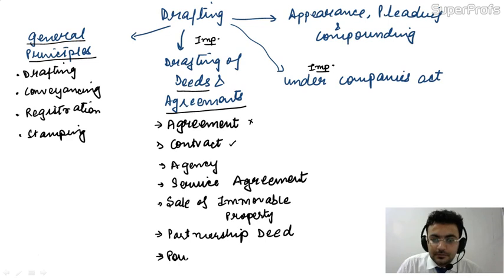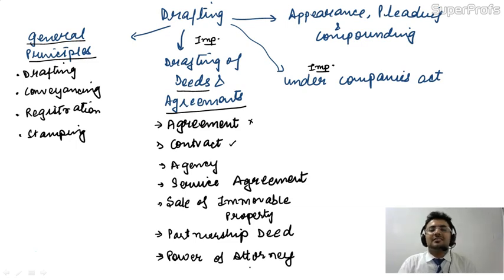Power of attorney. Basically, what is power of attorney? You must have heard about power of attorney. There are two kinds of power of attorney. General, which is generally for all the works which are to be done, and the other is specific, which is generally for a special work, like transferring an immovable property. Such kinds of deeds and agreements we are going to cover in our drafting chapter, and this is going to be one of the major portions where you can't even think of skipping anything.